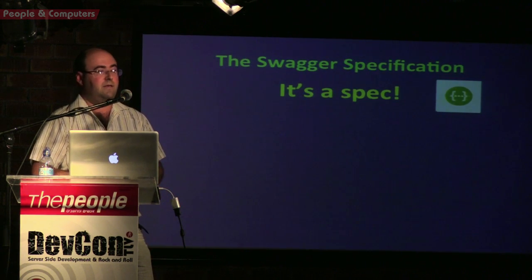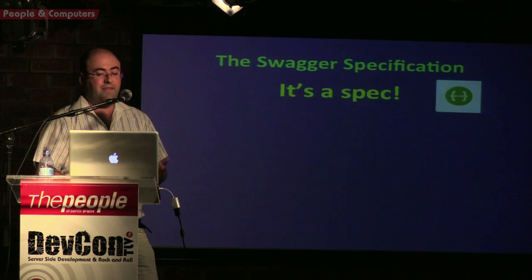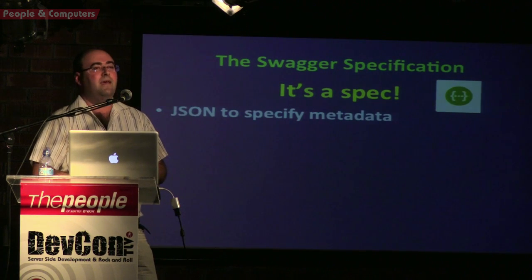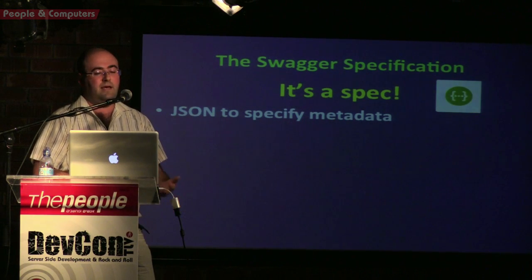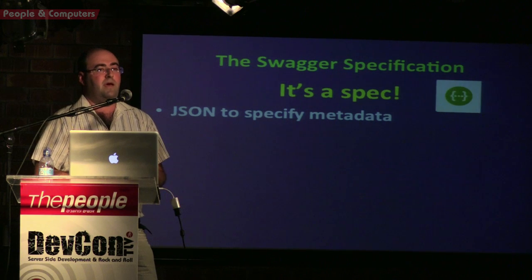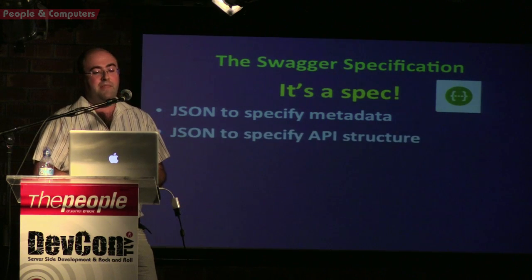Swagger is built around JSON, like many things these days. You can define a JSON that specifies the API metadata, say API version, base URL, etc. You may have another JSON that specifies the API structure. What are the operations and all the details about them.